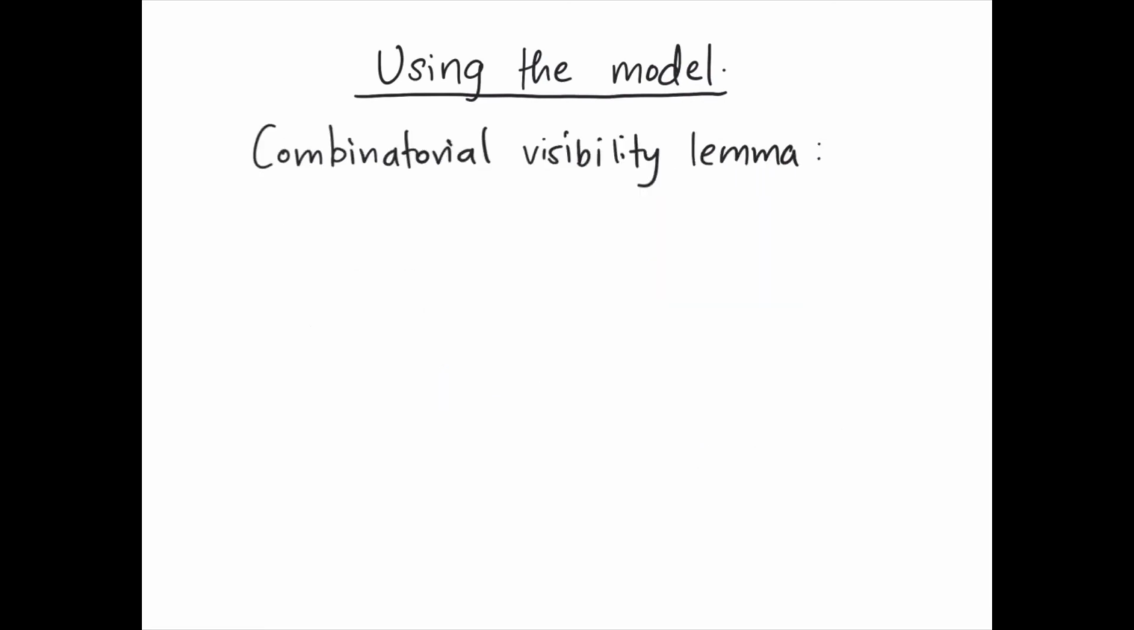The next lemma is the combinatorial visibility lemma, which is giving a combinatorial characterization or condition that ensures that a square tiled surface is visible, or a visibility torus.